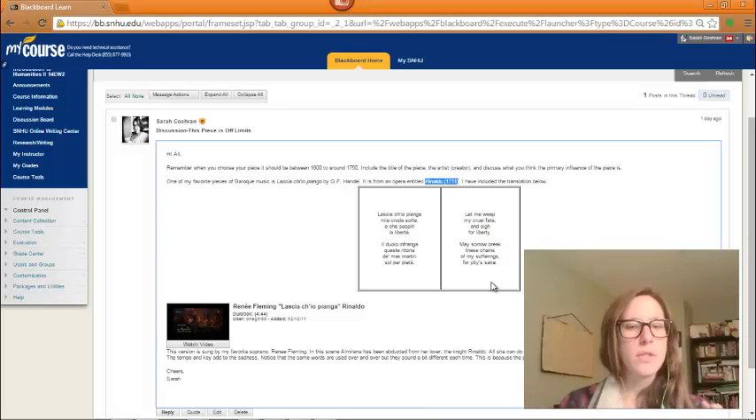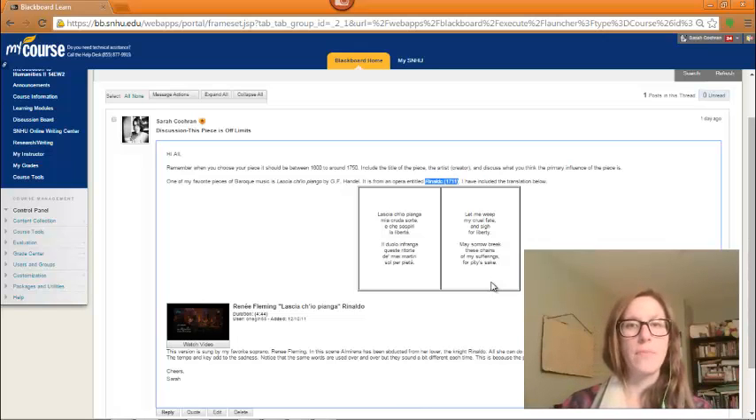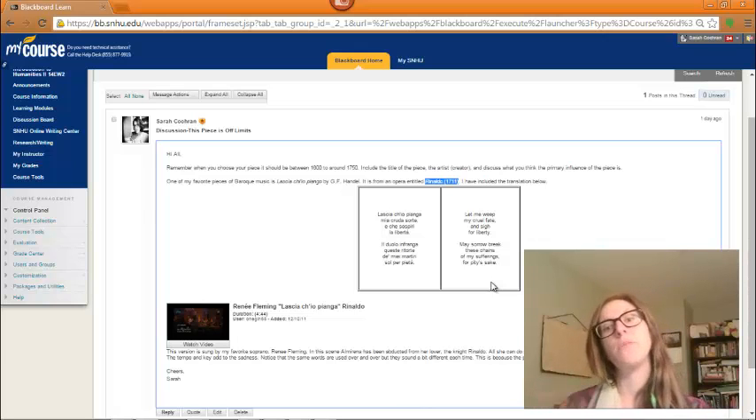And also remember that the 2 pieces you choose have to be from different stylistic periods. So you can't have 2 Baroque pieces. You need to have a Baroque and a Romantic, or you need to have a Romantic and Contemporary. They have to be from different stylistic periods so we can compare and contrast the differences.